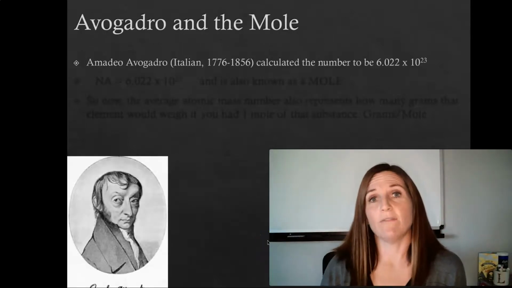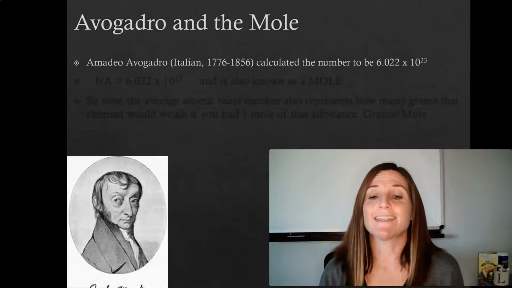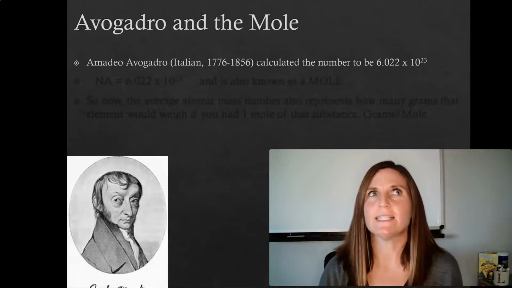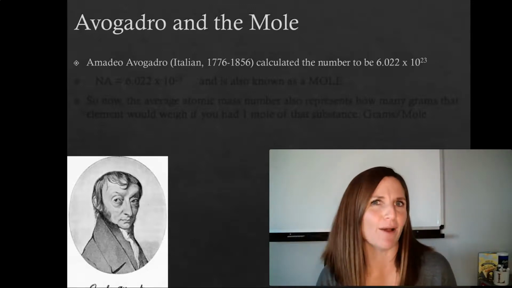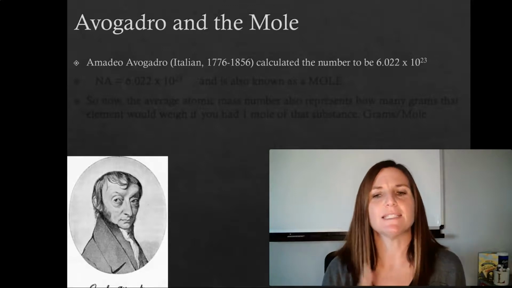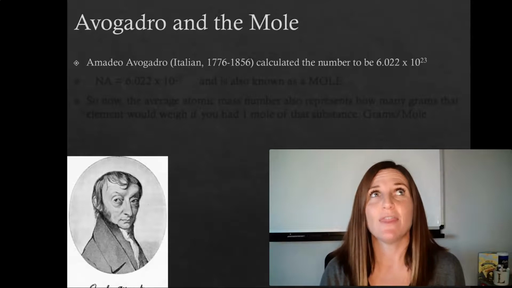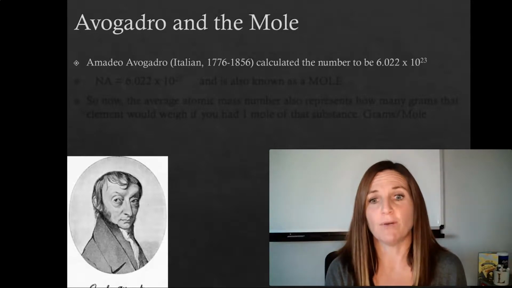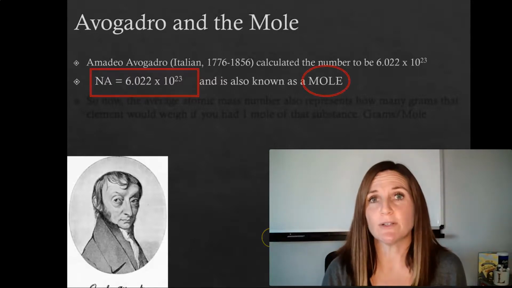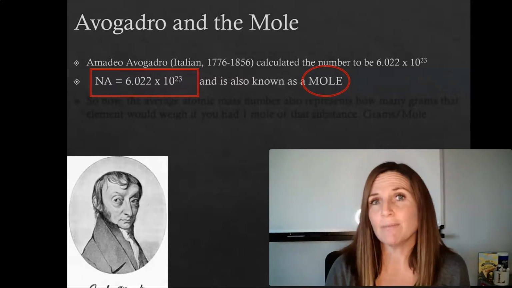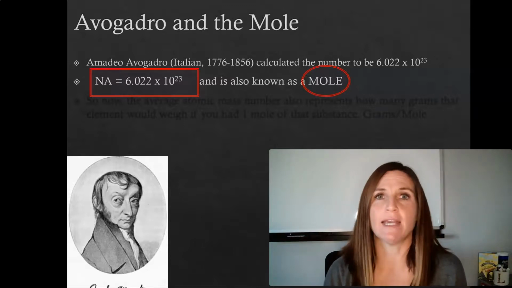So Amadeo Avogadro went to work and calculated the number of carbon atoms necessary to make 12.01 grams of carbon to be 6.022 times 10 to the 23rd. This number has become known as the mole. 6.022 times 10 to the 23rd atoms or molecules makes up 1 mole of any substance.